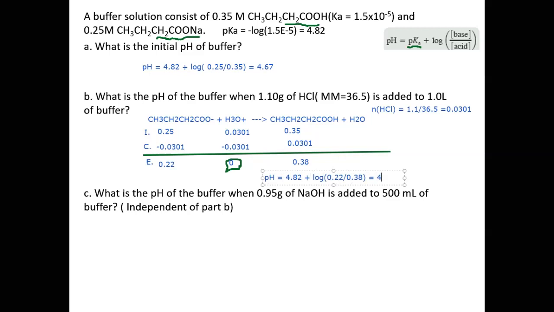And we get 4.58. And that's the pH of this buffer after 1.1 grams was added. Now moving on to C, this is independent of part B, we want to know if we take that original buffer and add 0.95 grams of sodium hydroxide, what is the pH of the buffer? So again, since we're adding a strong base, it's going to react with the butanoic acid.